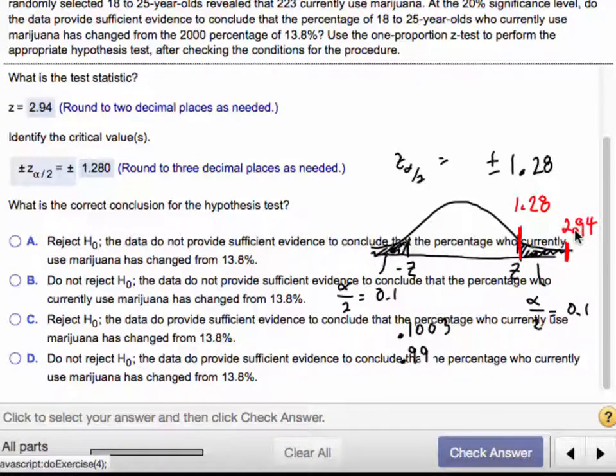Meaning what? Meaning there's evidence. Is there evidence or is there no evidence? There is evidence to suggest what? It's changed. The marijuana use is different than it was before. There is significant evidence to suggest that marijuana use is different, higher, right? So we're going to reject H0. The data do provide evidence to conclude the percentage is different.